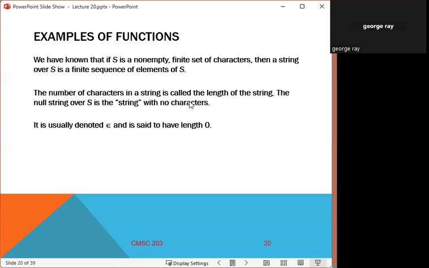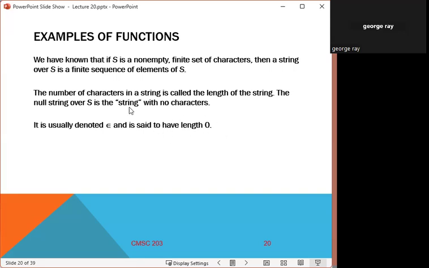So we have another idea of a string as a finite sequence of elements. And the number of characters of a string is called the length of the string.